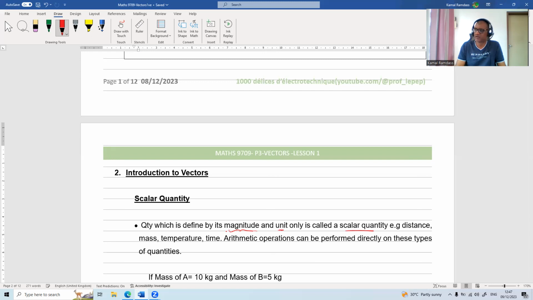Exemple, distance. Il y a une distance de 10 mètres, OK? 10 is the magnitude, meter is the unit. Et une masse de 20 kg, 20 c'est the magnitude, kilogramme is the unit. Une température de 25 degrés Celsius, et 25 c'est the magnitude, degrés Celsius c'est the unit. Time, same. Et puis là, on dit arithmetic operations can be performed directly on these types of quantities. Donc, on est capable d'ajouter, multiplier, diviser, etc.